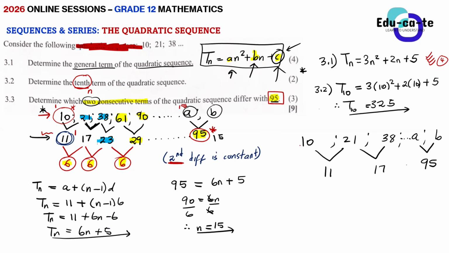This is position 1 on the arithmetic sequence. It is corresponding to position 1 on the quadratic sequence. It's more like this 10 is always to the left of this 11.